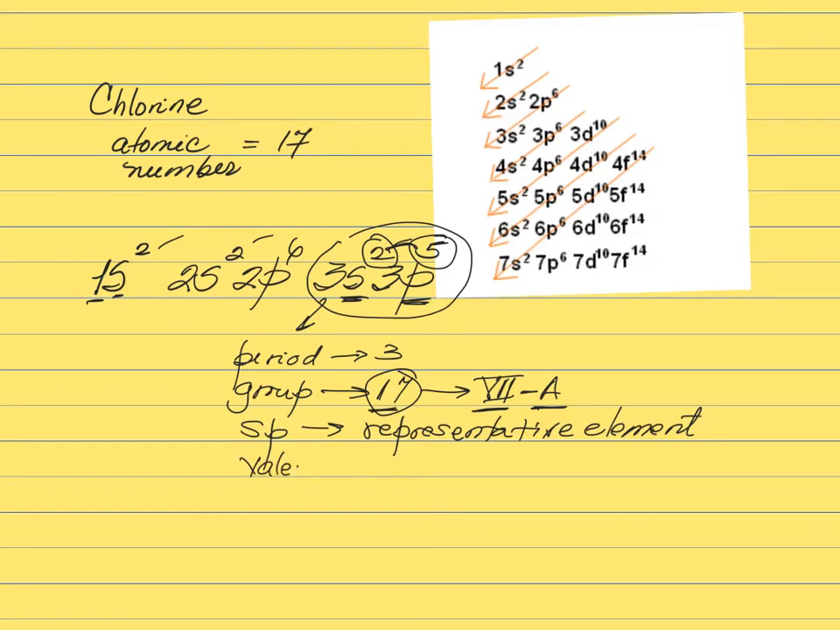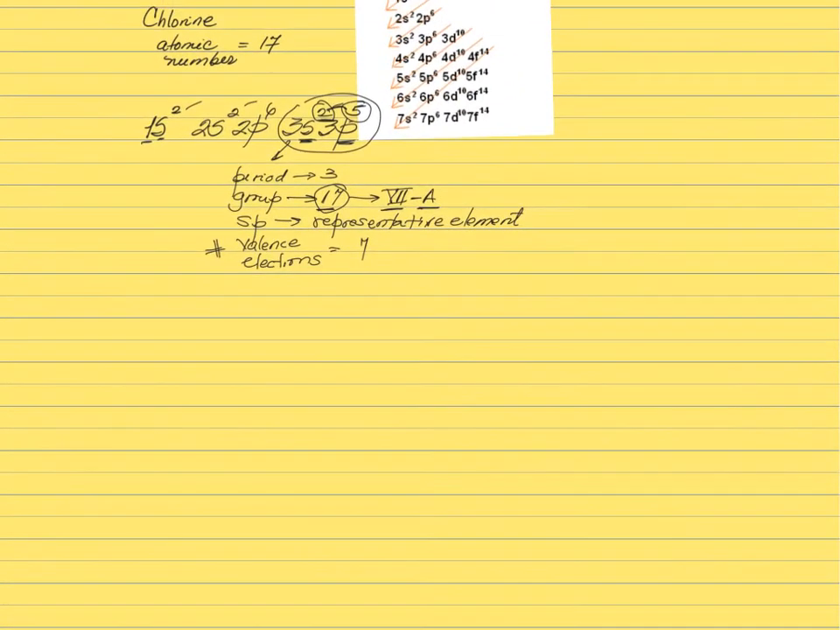Valence electrons. How many electrons are on the last level of energy? You're going to add these two numbers over here, because those are the amount of electrons located on the last level of energy. 7. That also happens when you're working with transition metals.